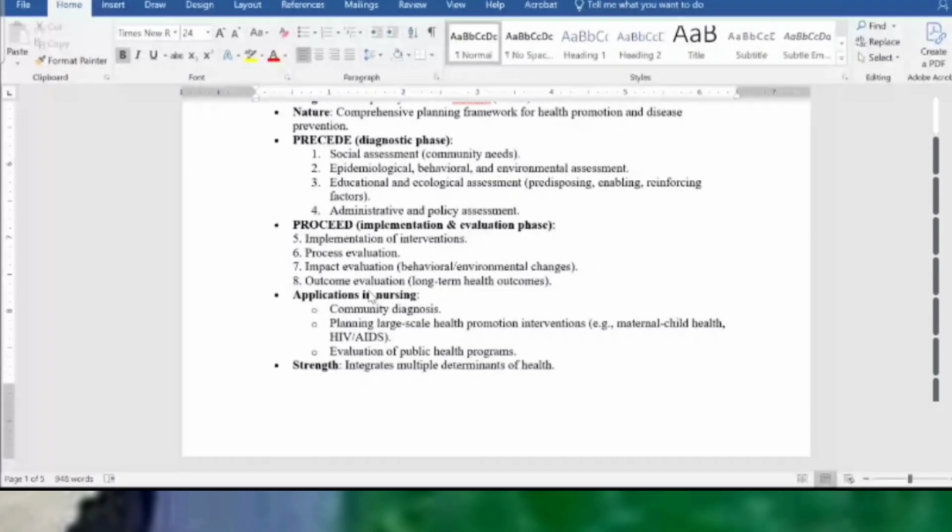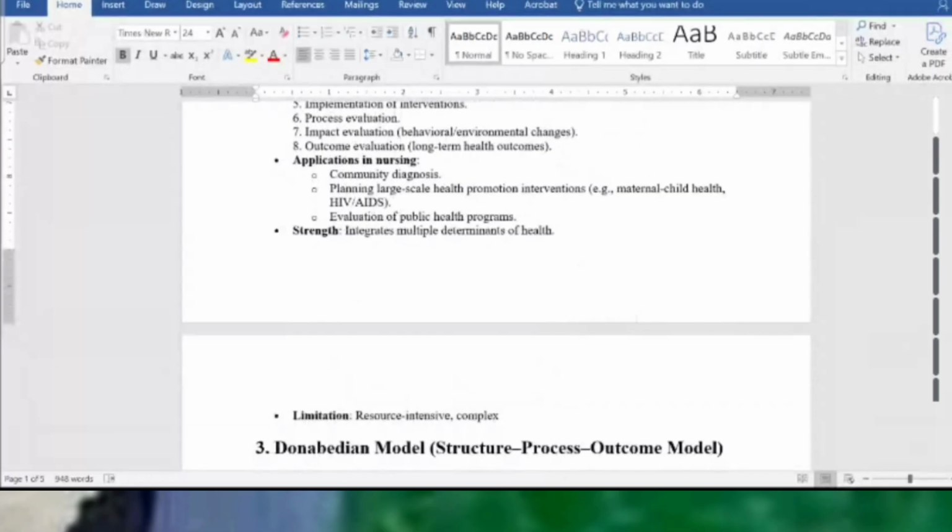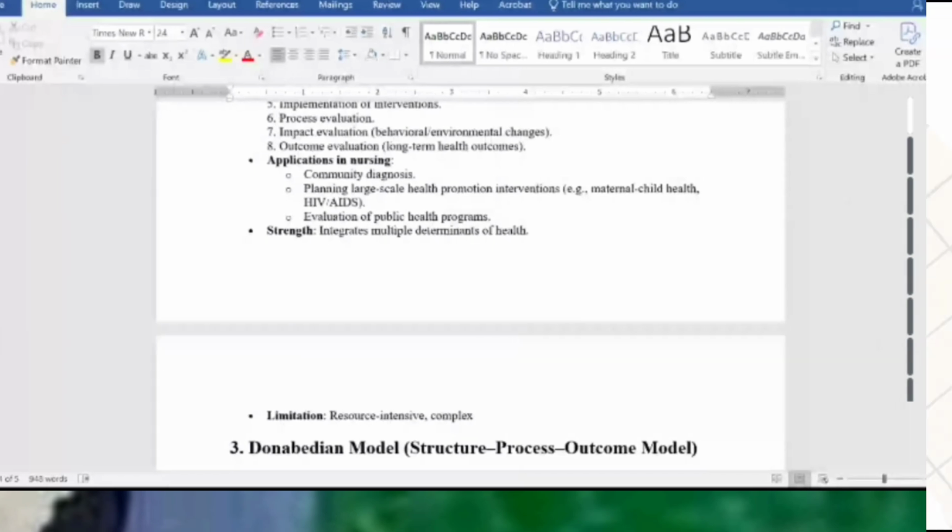Now, how is this particular model essential? Normally, we look at the strength. We try to interpret multiple determinants of health. When we're talking of multiple determinants of health, we are looking at the biological determinant of health, the social part of it, the physical. We normally look at gender, gender health. So those are some of the determinants of health. Now, limitation: it is resource intensive and complex. So you need to have enough resources for you to be able to partake in this particular model.